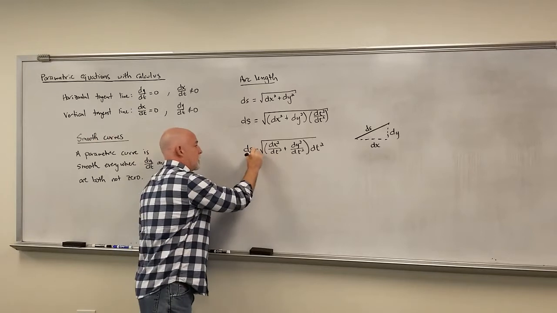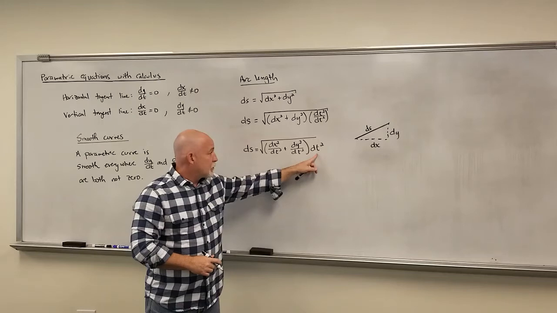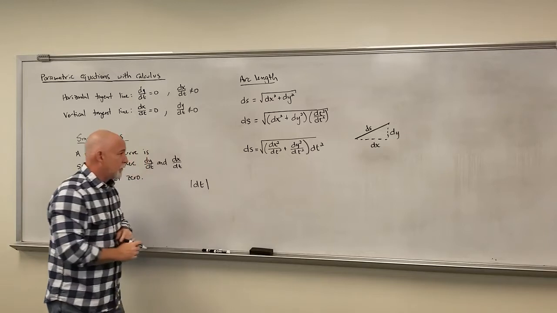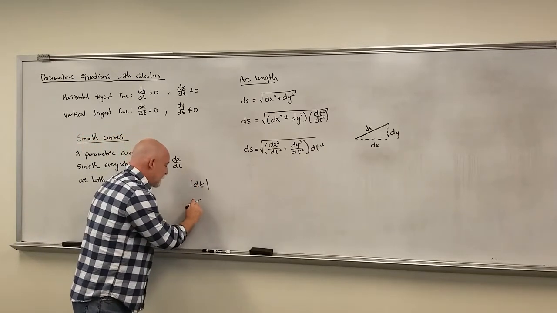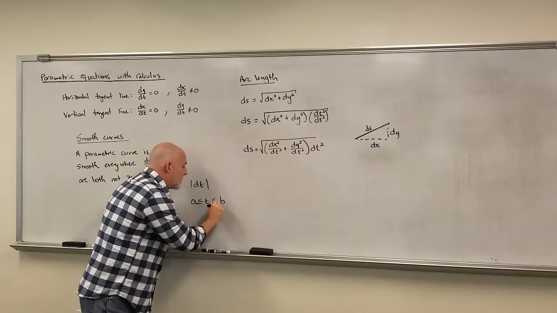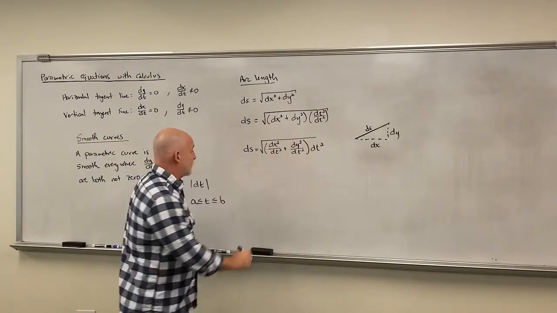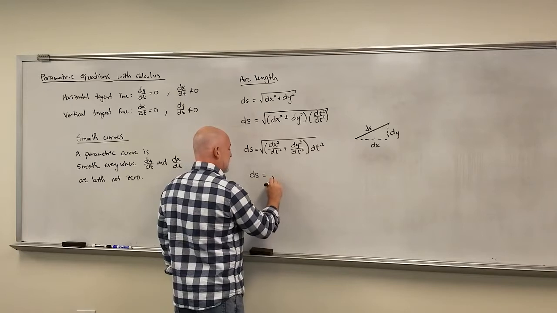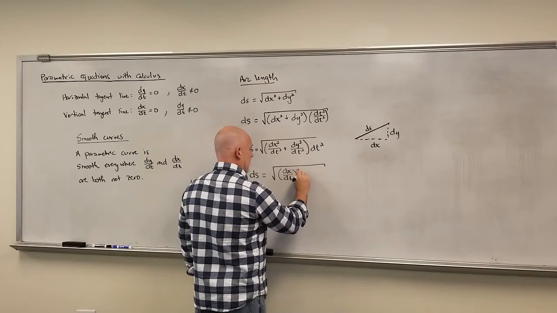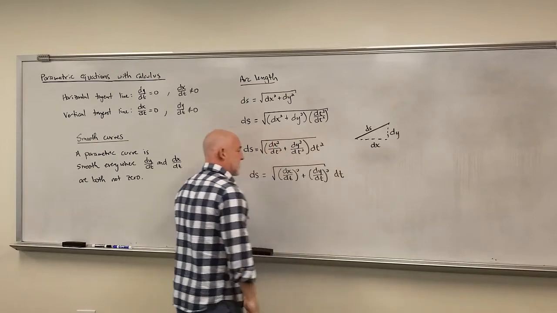All right, now I'm going to leave the bottom one inside here, but I am going to take the square root of this. Now this would give me the absolute value of dt, right, because we're taking the square root of it. But again, we're going to assume that our parameter runs in a positive direction, so the change in that would also be positive. So I can say that ds/dt is the square root of (dx/dt) squared plus (dy/dt) squared, dt.